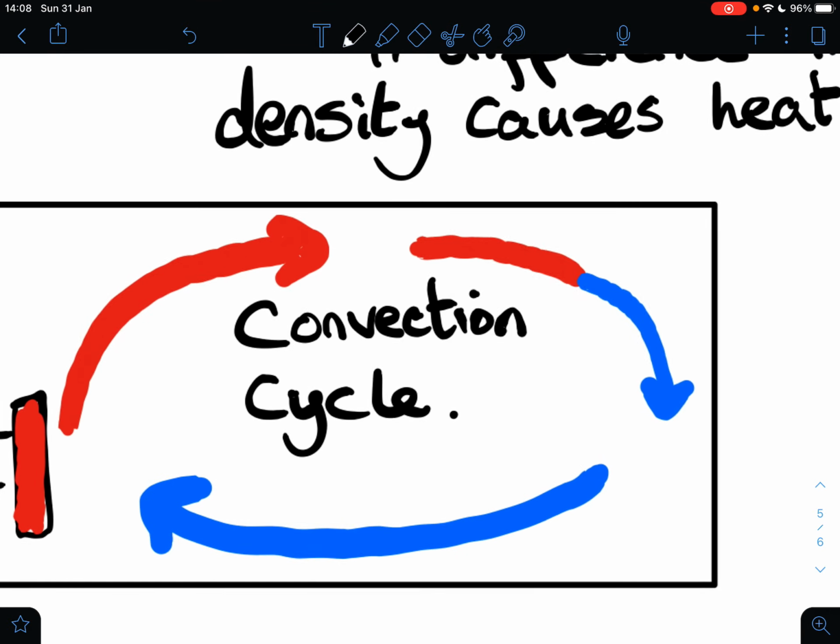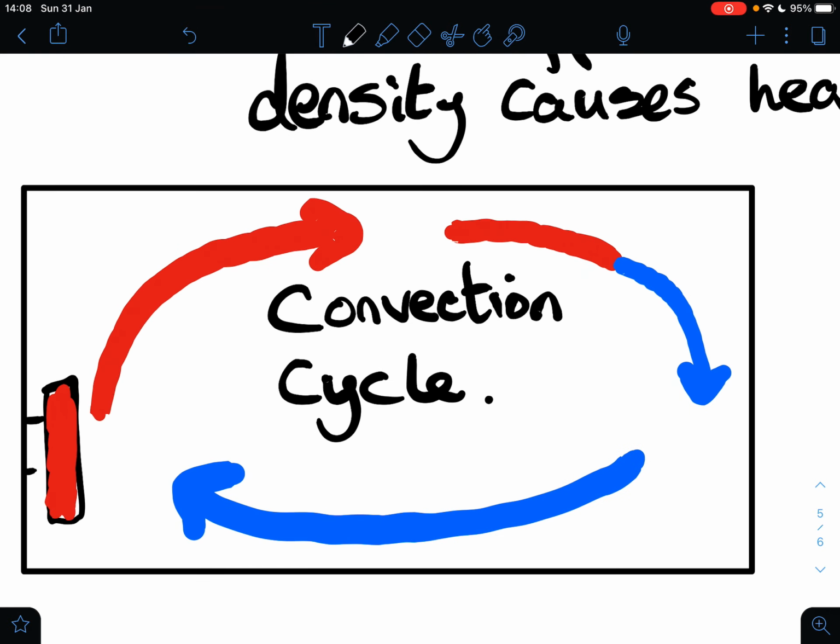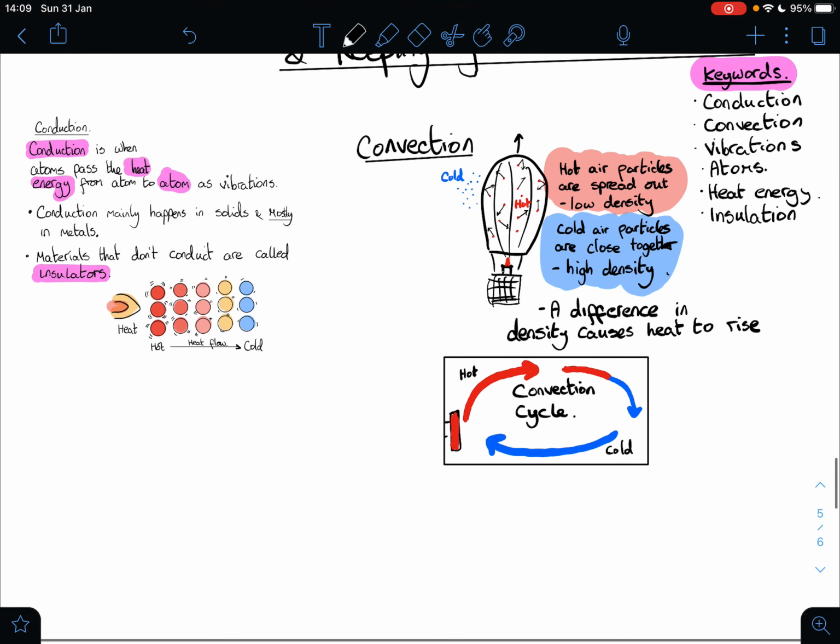Then we can have what we call a convection cycle, where if you have a closed room, the air rises, shares its heat energy, falls back down and comes down. Okay, we can just write, just to be certain there, hot and cold. So eventually your room heats up. So that's convection and conduction.